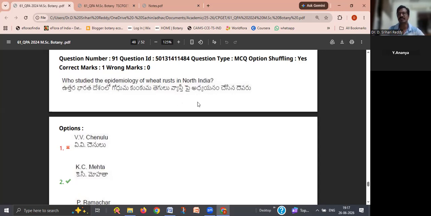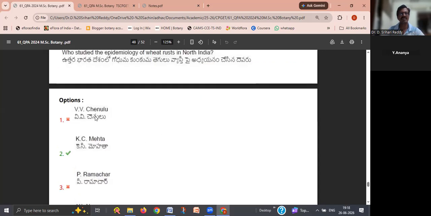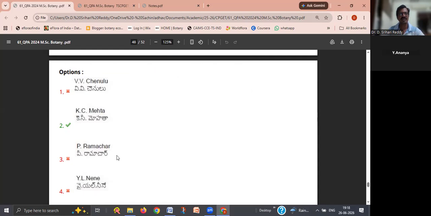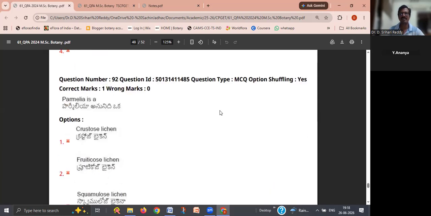And who studied it? One scientist is famous for his study on the rust disease. Here given are V.V. Chenulu, K.C. Mehta, P. Ramachar, Y.L. Nene. So the right answer is K.C. Mehta. He is very famous for his studies on wheat rust. So you should remember K.C. Mehta.